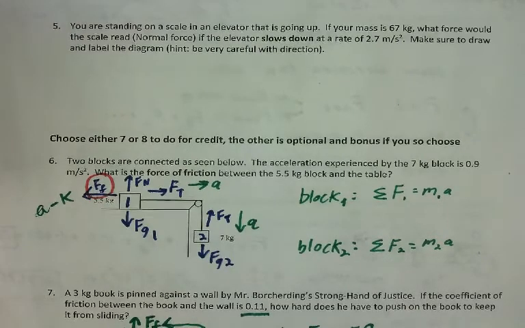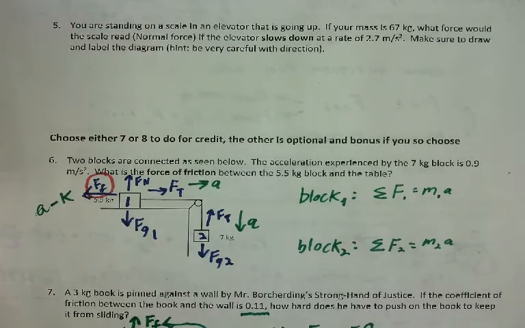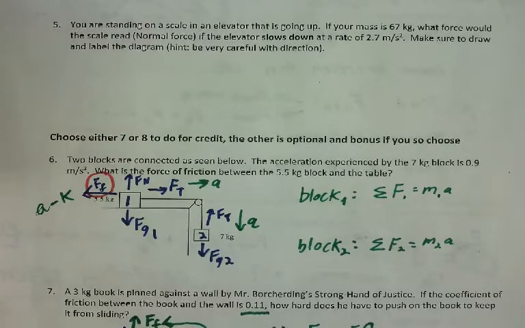Okay, here's some help with problem number 6 on Unit 1, Practice 3 for Physics 2. So the first thing you need to do is label your blocks. I labeled them Block 1 and Block 2. Then you want to label all the forces acting on them.